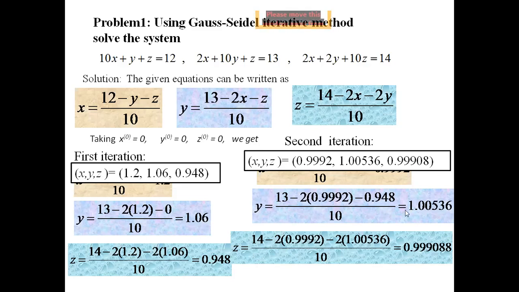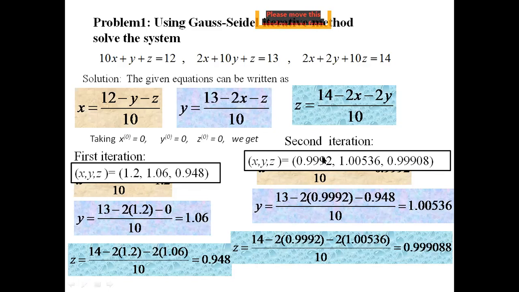But how do we believe whether this answer is correct or not? We believe it if the same answers are obtained in two consecutive iterations. Here we got 1.2 for x, here we got 0.992. That's a far difference, so we are not satisfied. So I'll go for the third iteration.